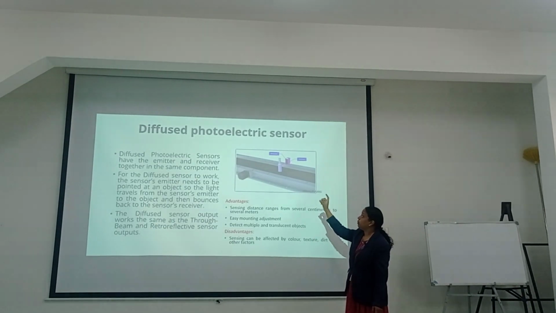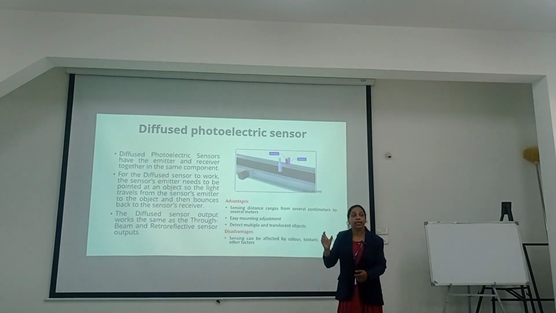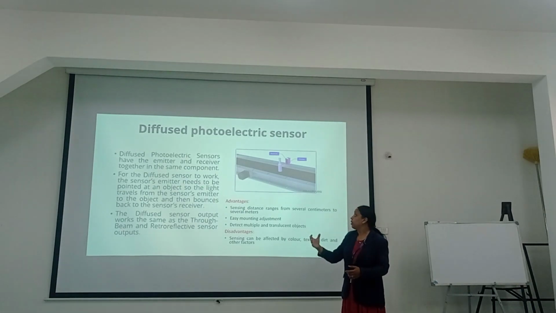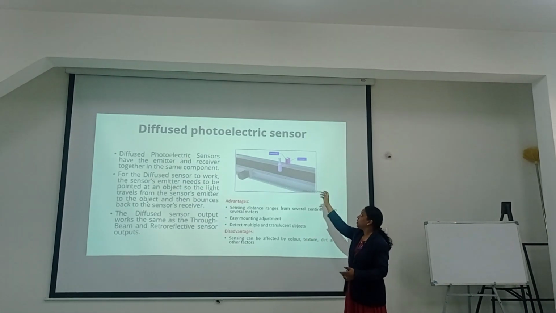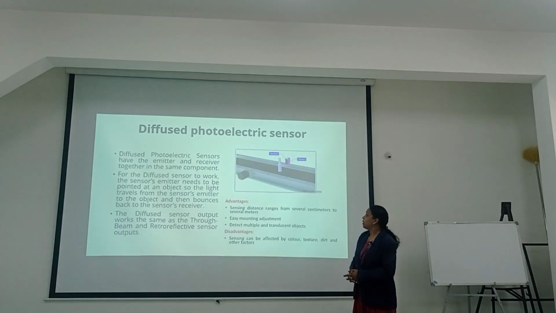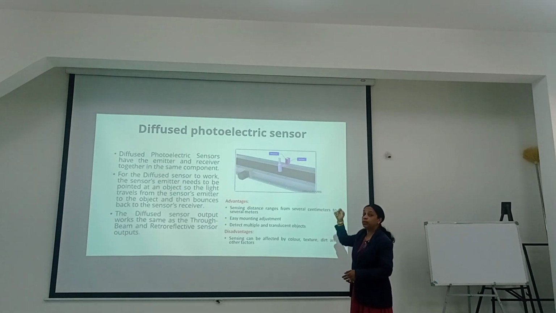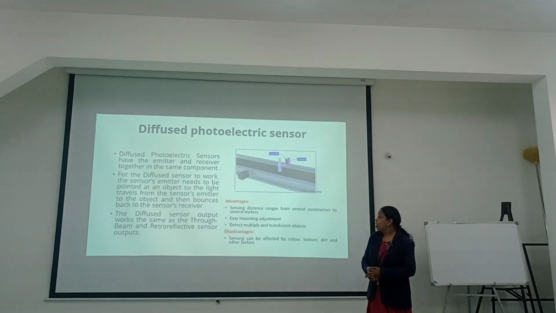But here, when the object comes, that object reflects the light back and the receiver will be receiving the light. So when the object comes here, the sensor will be off here. The advantage of this is the sensing distance ranges from several centimeters to several meters.